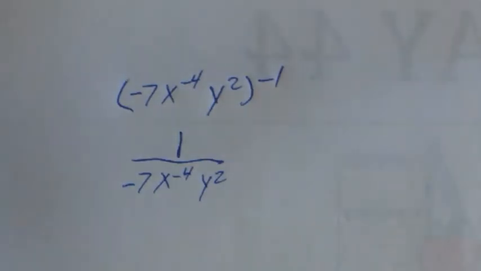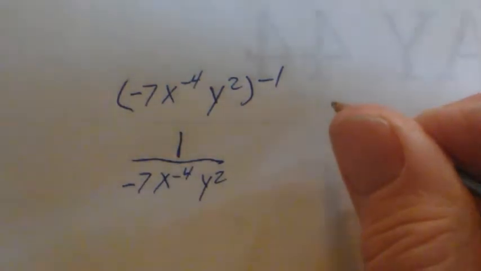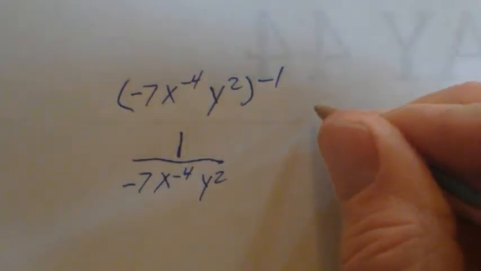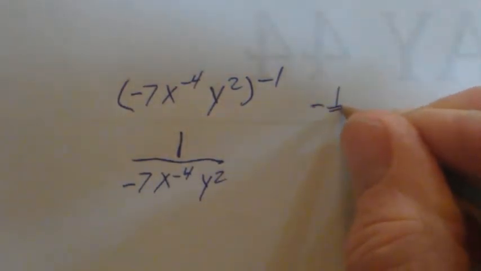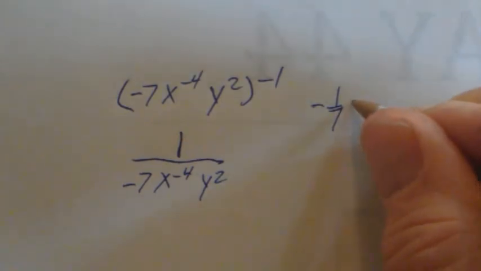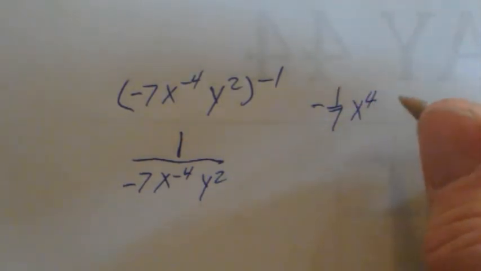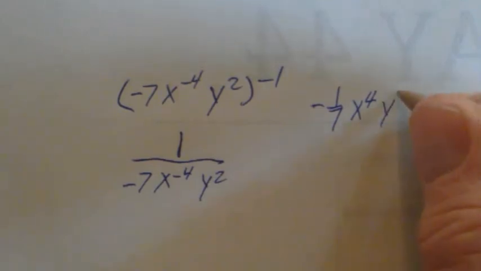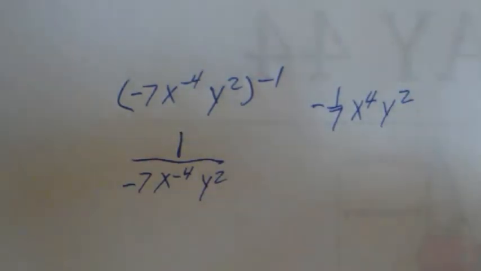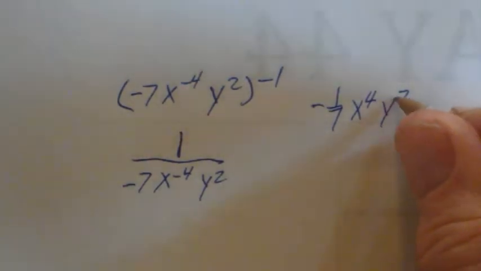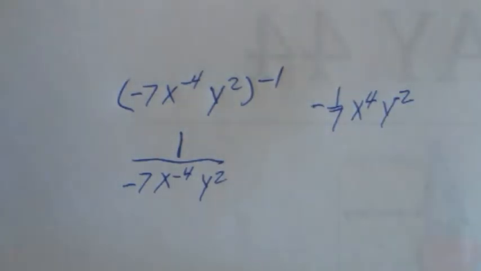So going back to our problem, it could be written as -1/7 x to the 4th y squared. You might, x to the 4th y to the -2nd. So you might see it written as that.